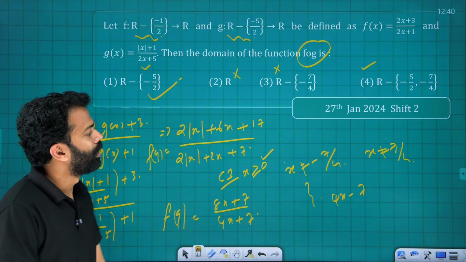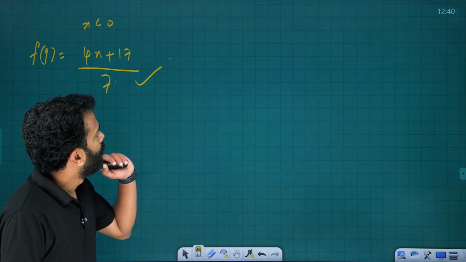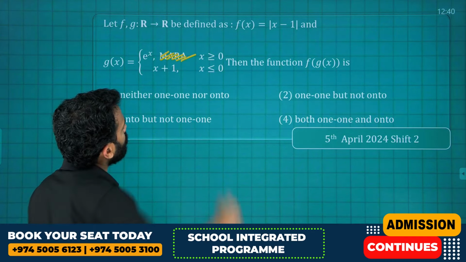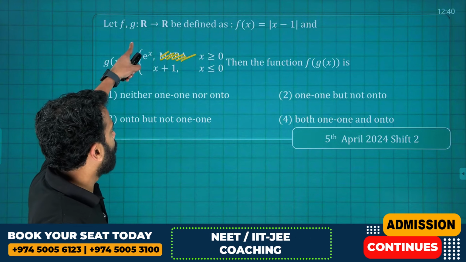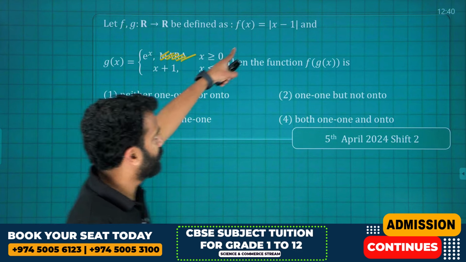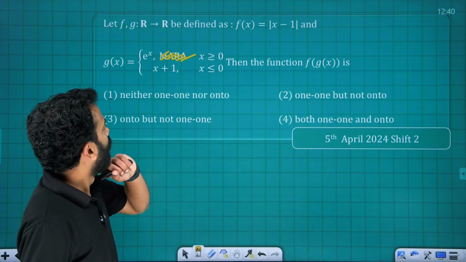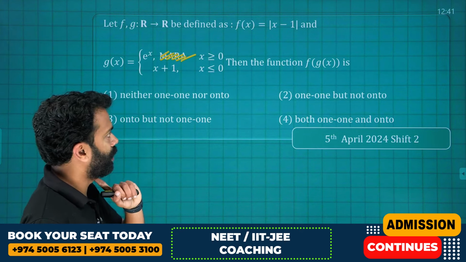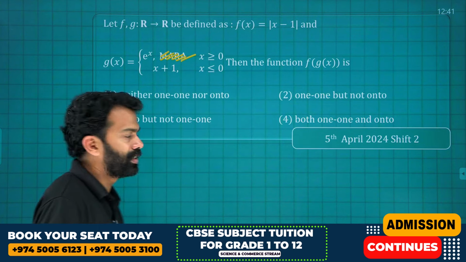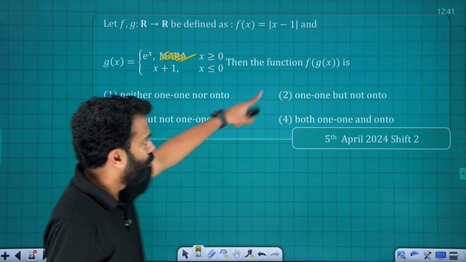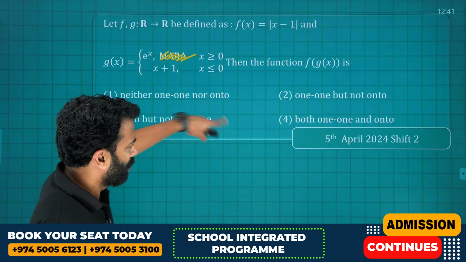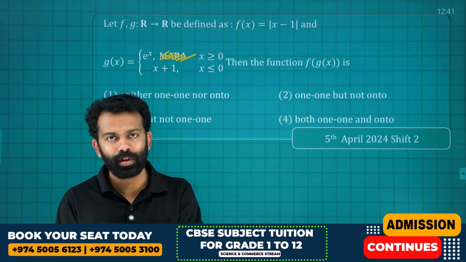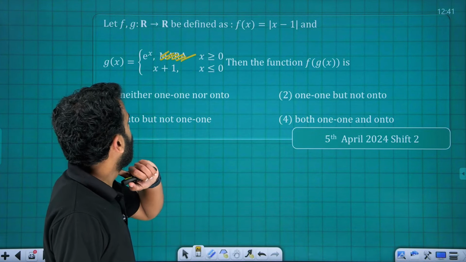Our next question. f and g are defined from real numbers to real numbers, defined as f of x equal to mod x minus 1, and g of x equal to e raised to x for x greater than or equal to 0 and x plus 1 for x less than or equal to 0. Then the function f of g of x is: neither 1-1 nor onto, 1-1 but not onto, onto but not 1-1. You need to find whether the function is 1-1 or many-1 and onto or into. How are you going to formulate that? Easy actually. Let's formulate this one first.